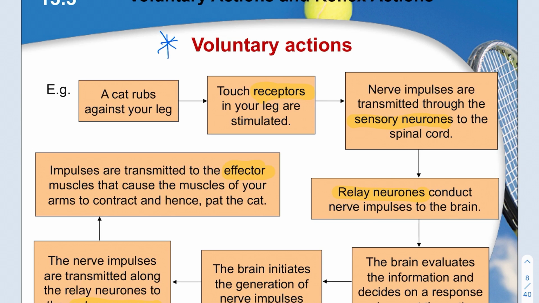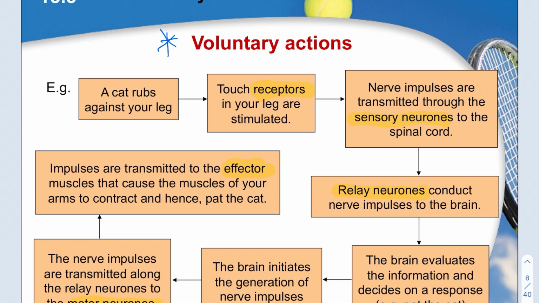So this is how the whole flow will be like. This is number 1, number 2, number 3, number 4, number 5, and number 6. In your answer, you must have these 6 main portions to get your full marks for an essay question. So through the stimulus, your touch receptor will detect this stimulus, and then nervous impulses, which are electrical impulses, are sent to your sensory neurons along your spinal cord. This information from your sensory neuron is relayed to your relay neuron to the brain.